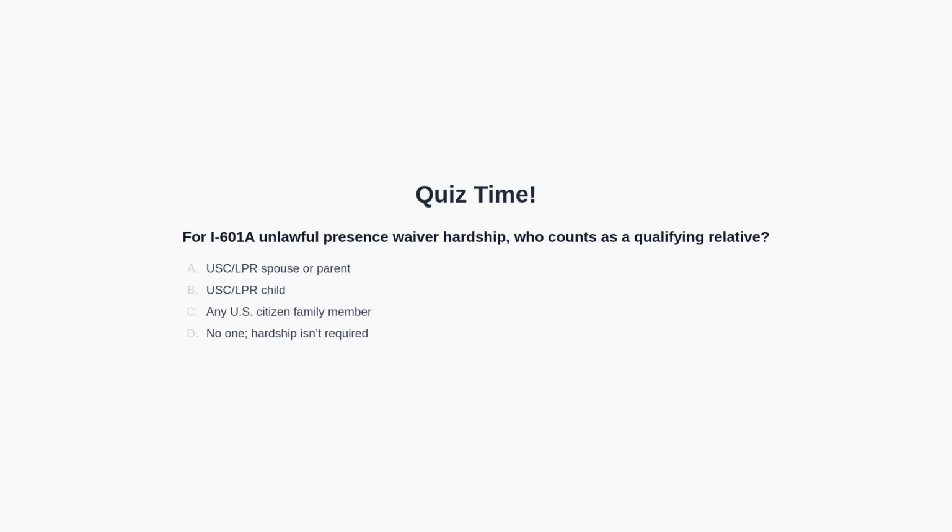Second knowledge check. For the I-601A unlawful presence waiver, who counts as a qualifying relative for hardship? Option A. U.S. citizen or lawful permanent resident spouse or parent. Option B. U.S. citizen or lawful permanent resident child. Option C. Any U.S. citizen family member. Option D. No one. Hardship is not required. You may pause the video now to consider your answer. We will discuss the answer in the next section of the video.